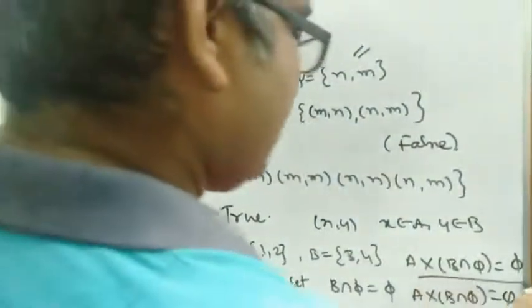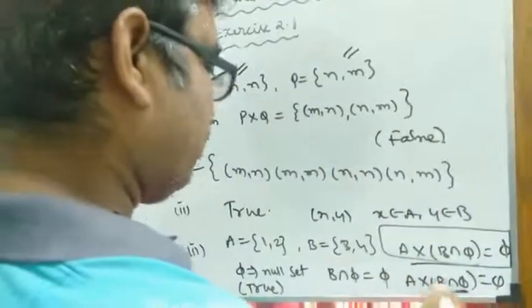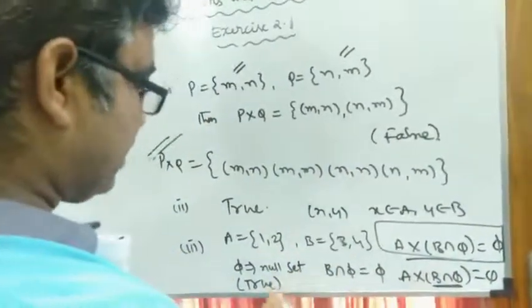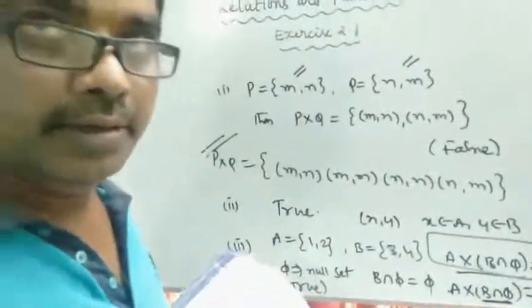What is given is that the required answer is phi. Here also we obtained B intersection phi is phi, so A cross B intersection phi is also the null set. So the required solution is equal to phi.